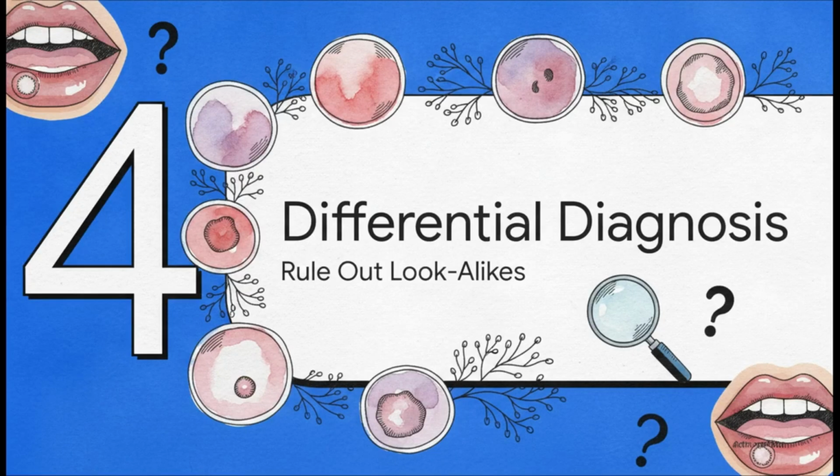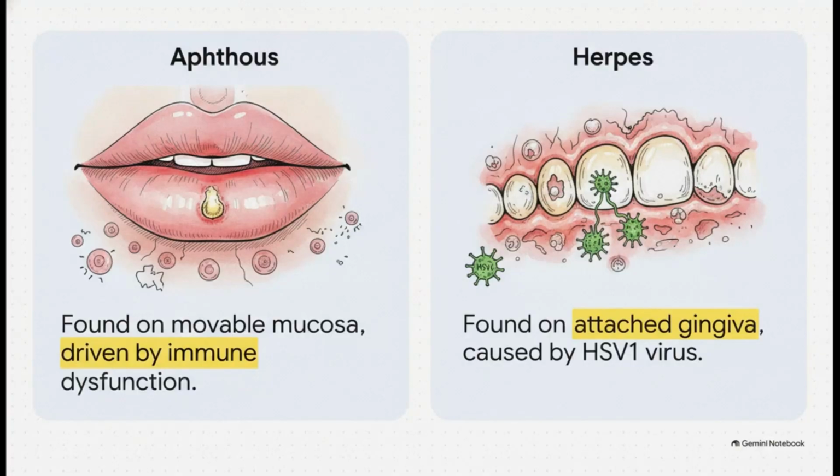Which brings us perfectly to Section 4, the climax of our diagnostic process, the differential diagnosis. How do we distinguish these from tricky lookalikes? Okay, this is where the rubber meets the road. You have to draw a hard, distinct line between Aphthous ulcers and secondary herpes infections. Remember our rule? Aphthous ulcers heavily favor non-keratinized, movable mucosa, they are driven by immune dysfunction, and they appear strictly as ulcers from the very jump. They are never preceded by a blister.